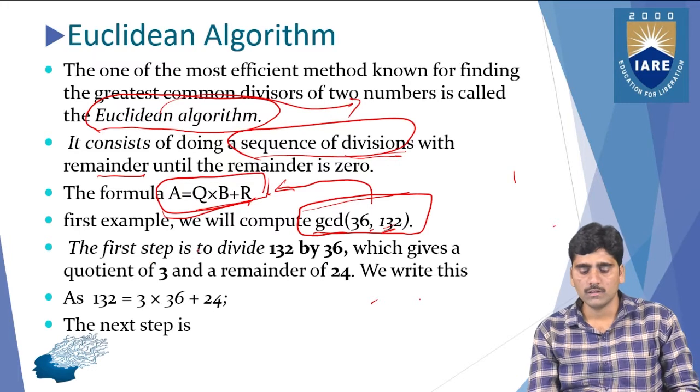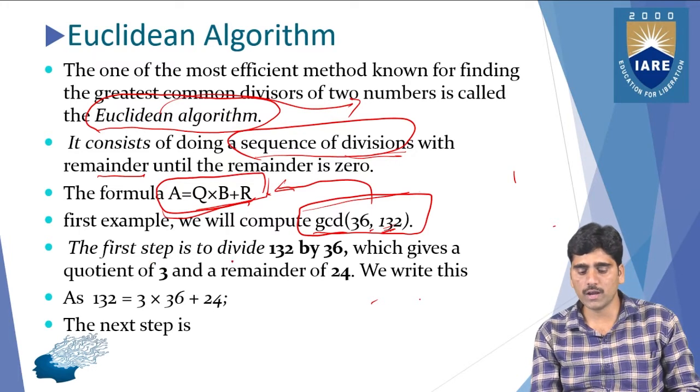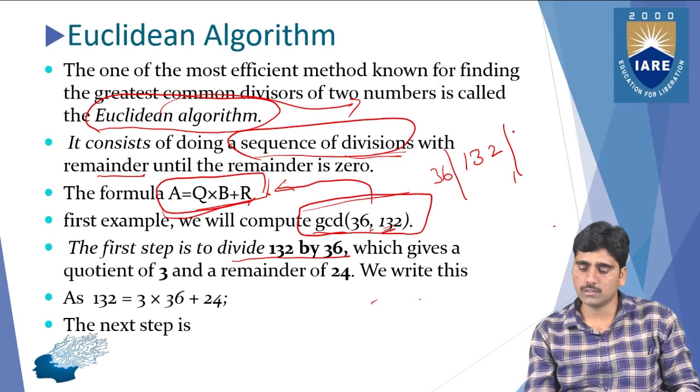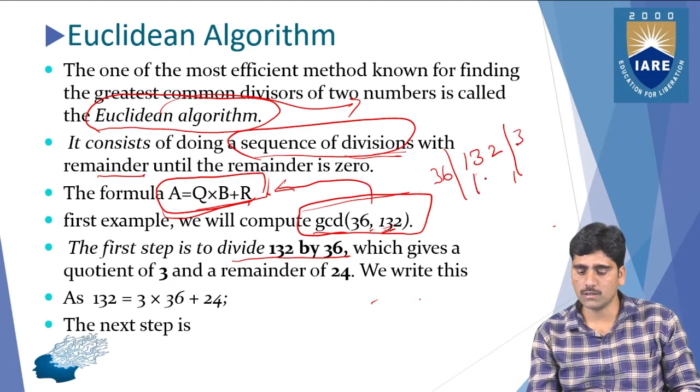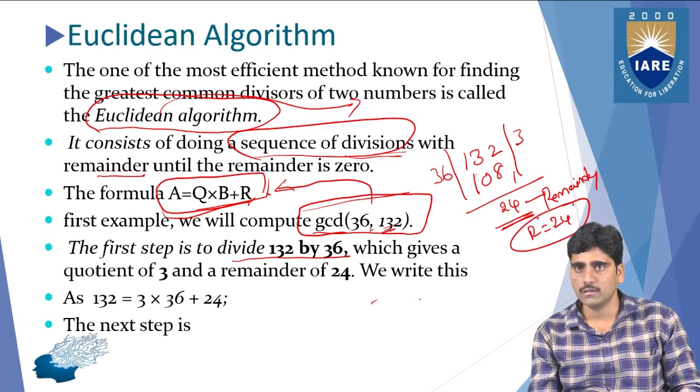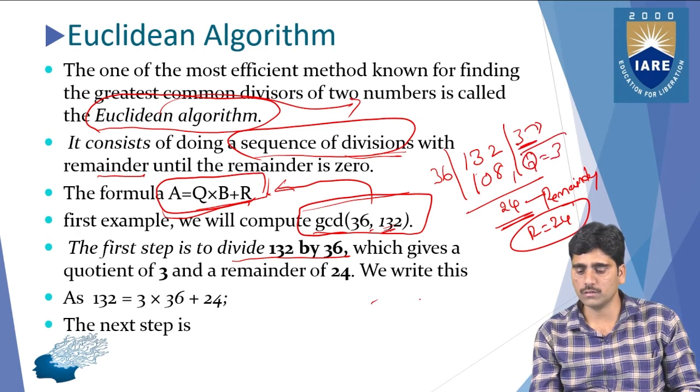So the first step is to divide 132 by 36. 36 threes are 108, so the remainder is 24. Here the remainder R equals 24, and 3 is nothing but the quotient, so Q equals 3.